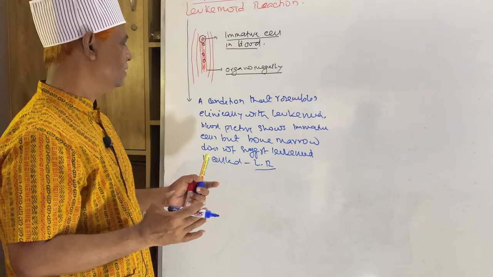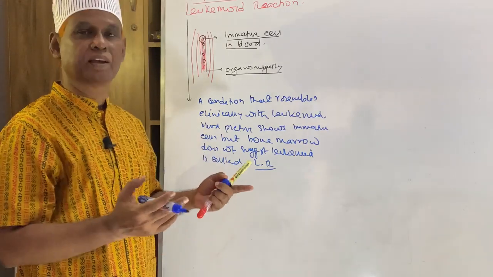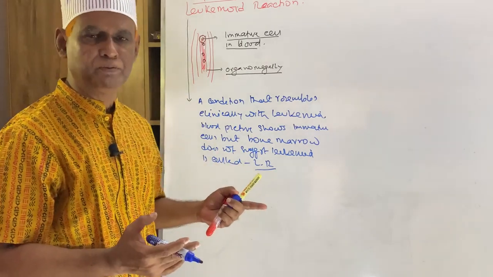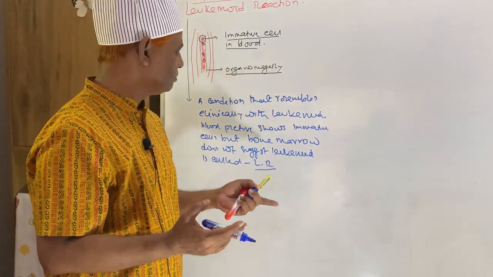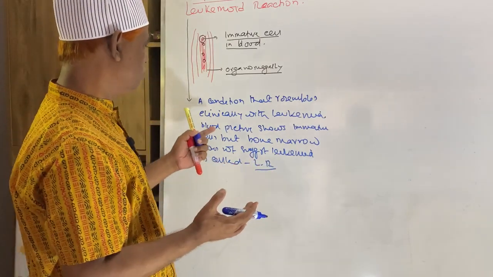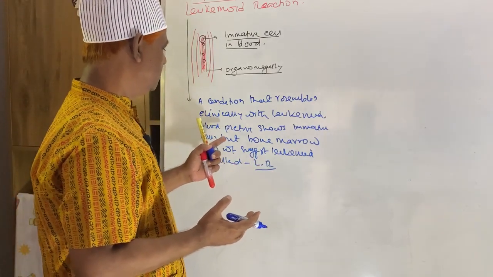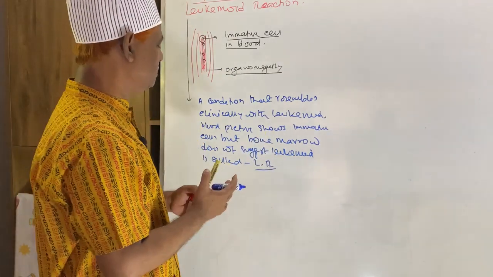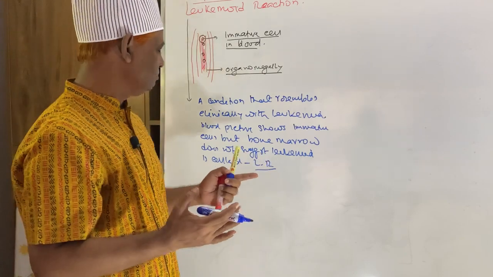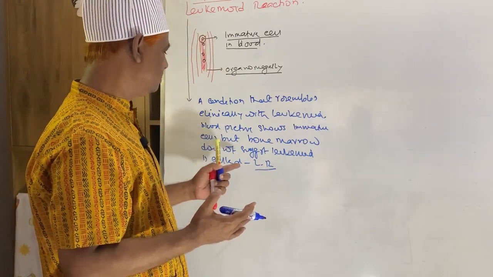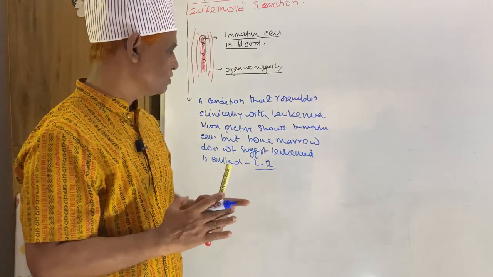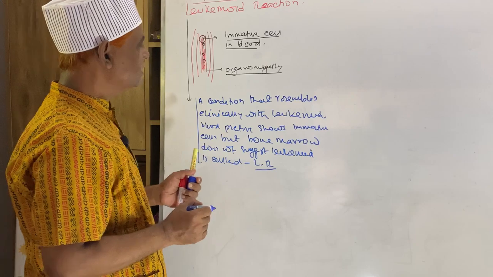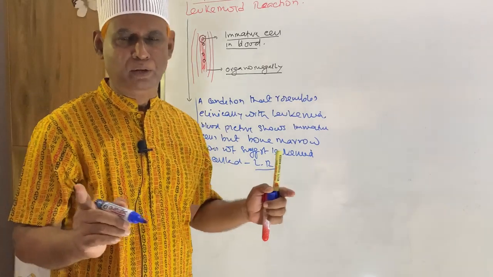It is a condition that resembles leukemia clinically. Like leukemia, the patient may come to you with fever, with infection, and the patient may show blood picture like that of leukemia. The patient's blood picture may show immature cells, but if you do the bone marrow of that patient, bone marrow does not show any features of leukemia. So, this is called Leukemoid reaction. It is a leukemia-like condition, but not leukemia.